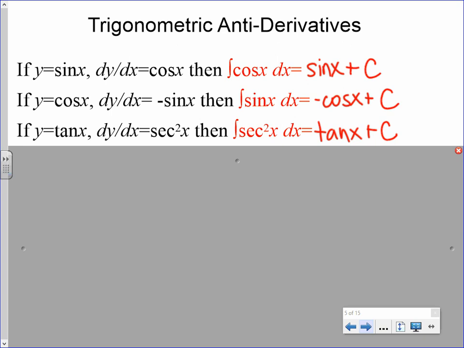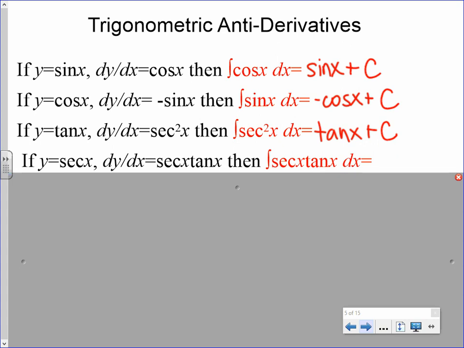We're not going to worry about secant of x. That's not something that we will learn this year. We'll worry about it next year. Okay. But what is the derivative of secant? We do know that. Secant tangent. So if we have the antiderivative of secant x tangent x, we know that that is secant x.